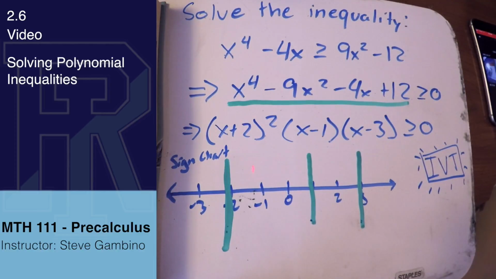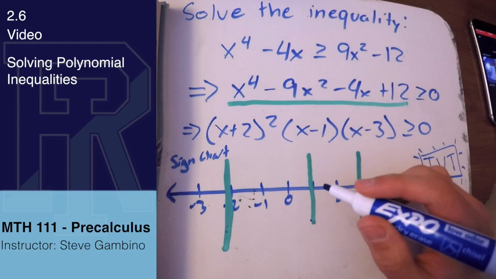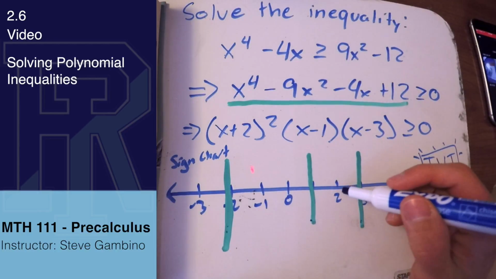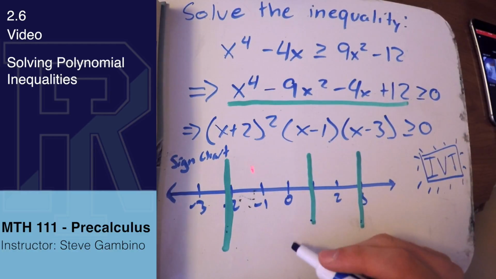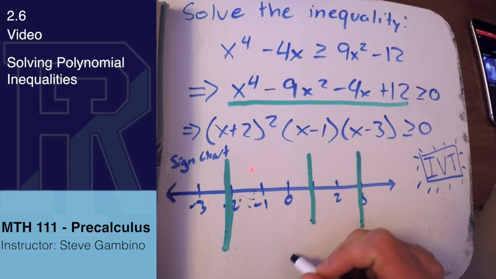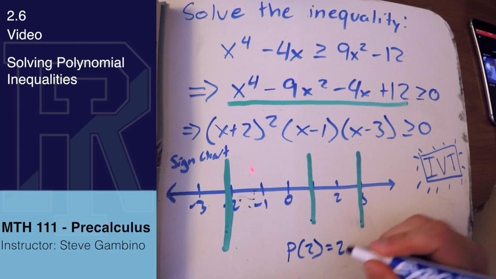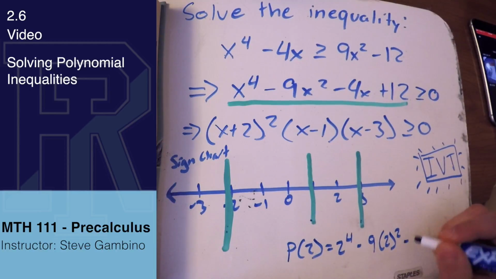So we can go ahead and do that. For example, if we looked at this interval right here, if we want to see the sign of our function, is it above the x-axis or below the x-axis from 1 to 3, we could plug in 2 and see what value that gives us. So if we were going to do that, we would have p of 2 equal to 2 to the 4th minus 9 times 2 squared minus 4 times 2 plus 12.